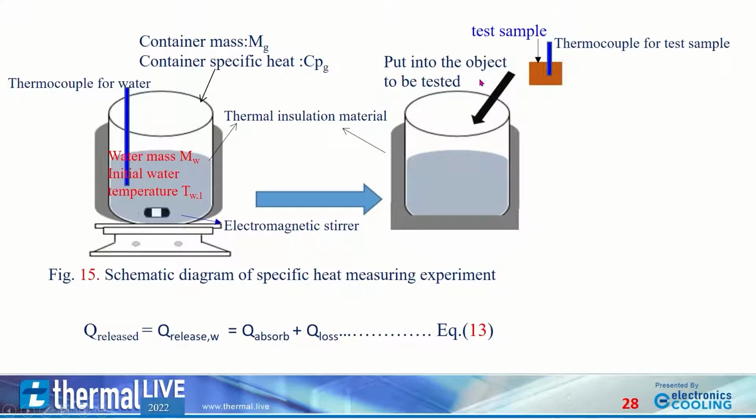The specific heat of the test sample is measured by conservation of energy according to the first law of thermodynamics, shown in equation 13. That is, the heat absorbed by the object to be tested is equal to the heat released, which is the sum of the heat release of the high temperature water and the heat loss of the system. The schematic diagram of the experiment is shown in figure 15. Generally, the heat loss of the system can be negligible.